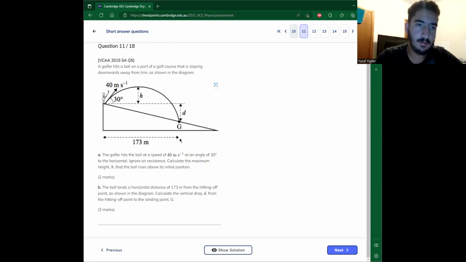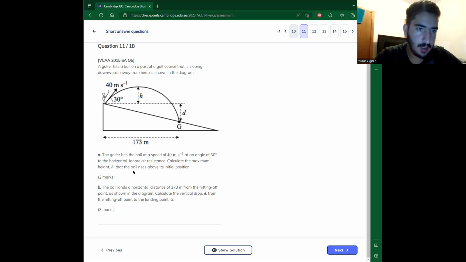But luckily, we were given the total horizontal distance, 173 meters, 30 degrees, 40 meters per second. A lot of information, nice. The golfer hits the ball at a speed of 40 meters per second at an angle of 30 degrees to the horizontal. Ignore air resistance. Calculate the maximum height that the ball rises before its initial position.